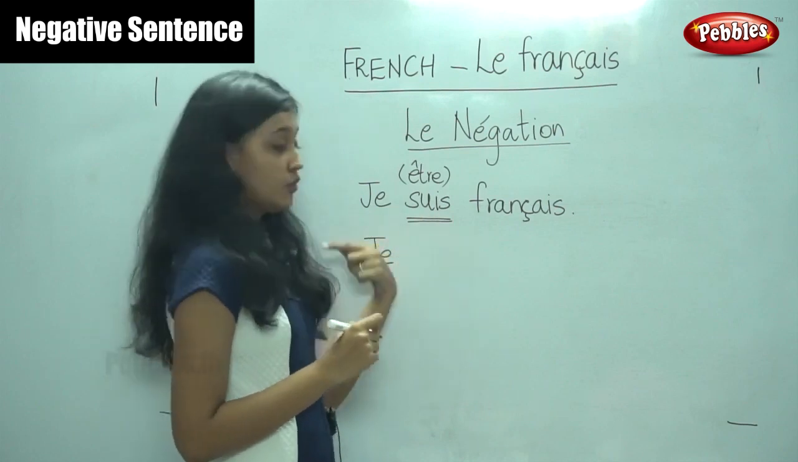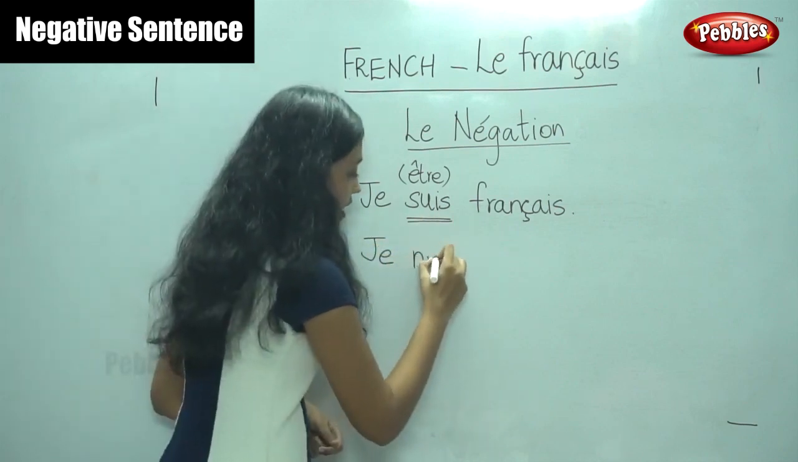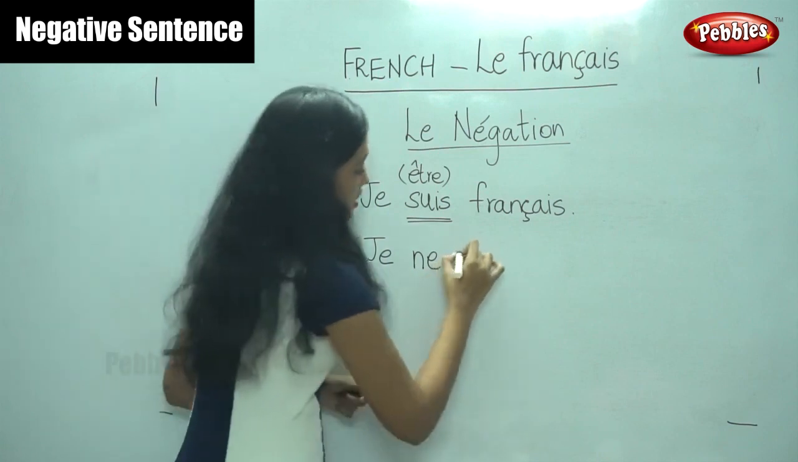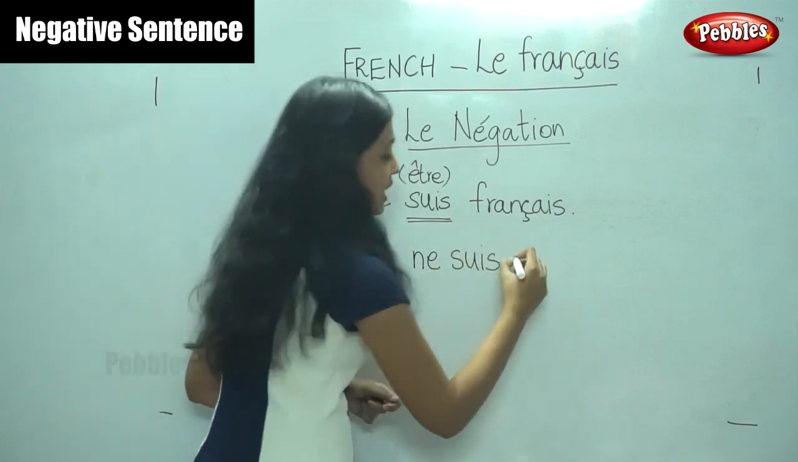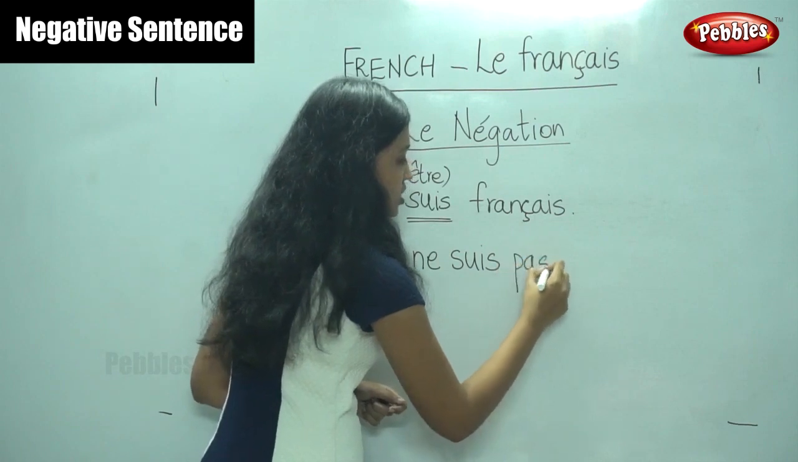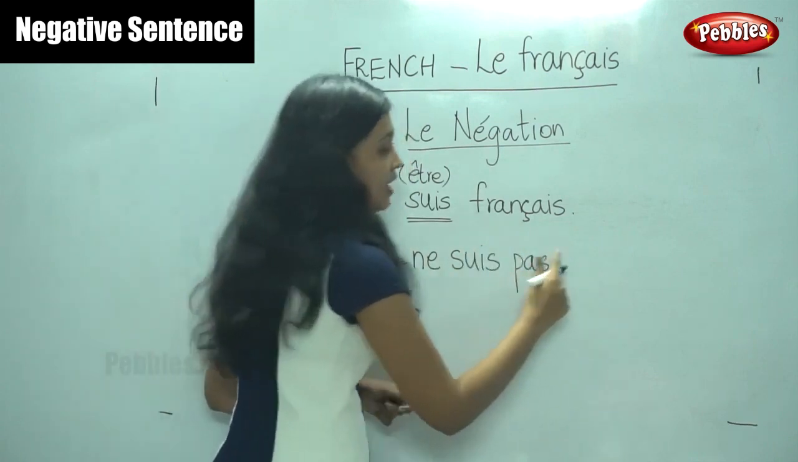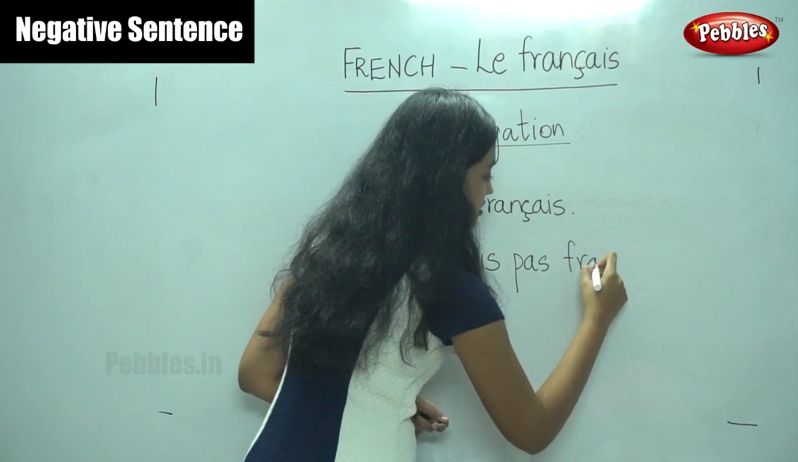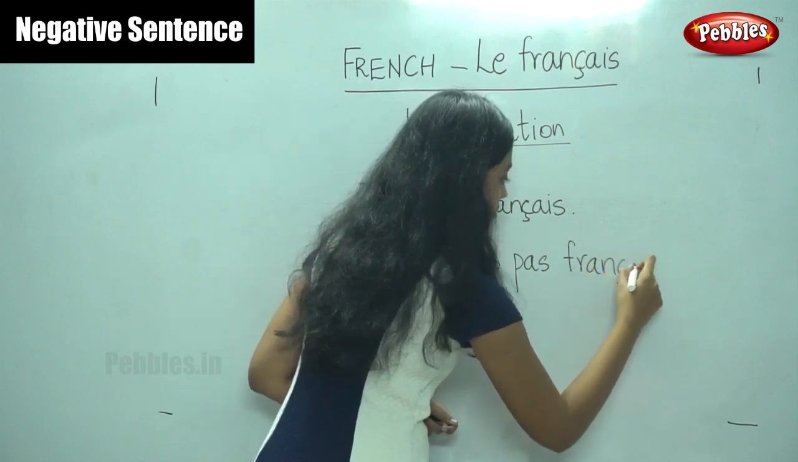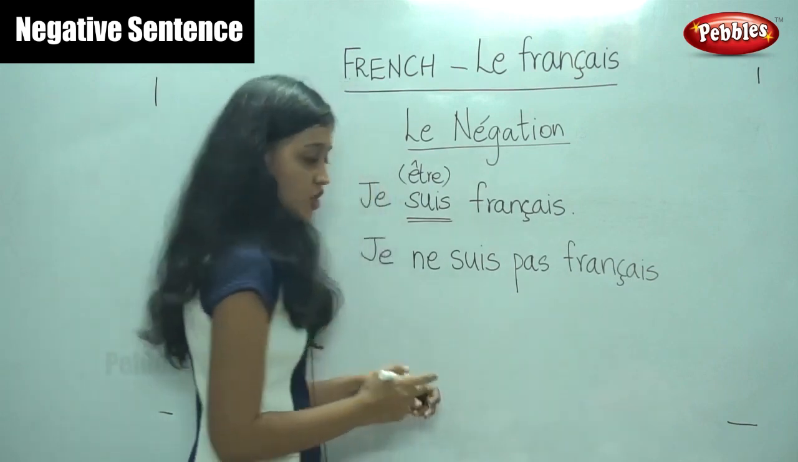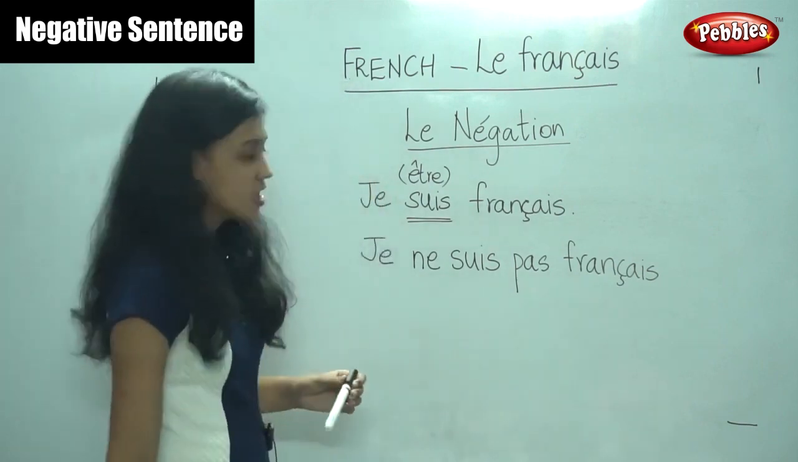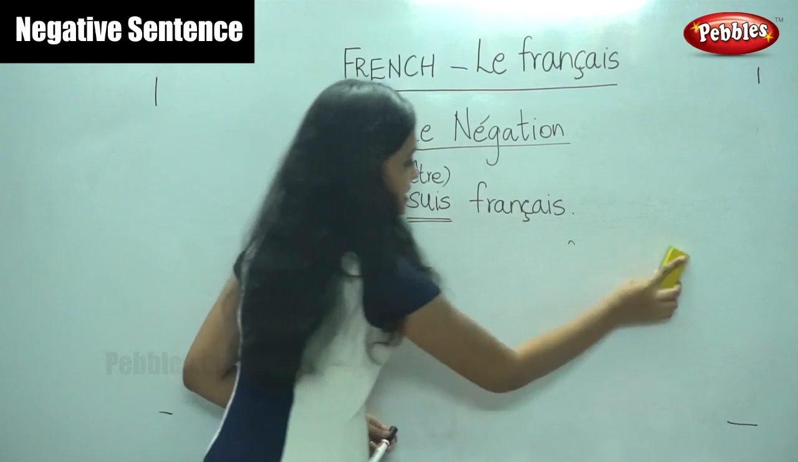So, before the verb, we will add ne. And after the verb, you will add pas. Je ne suis pas français. It means I am not French. Easy, isn't it? So, let us see some more sentences.